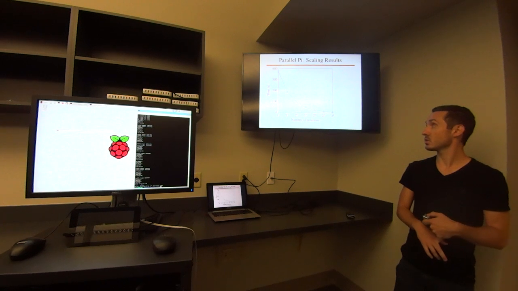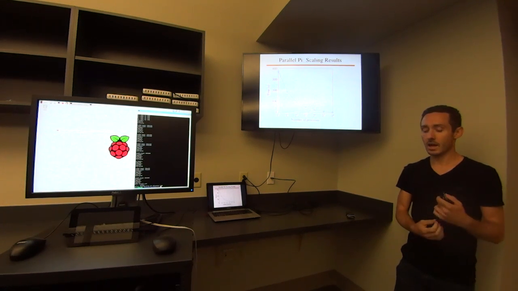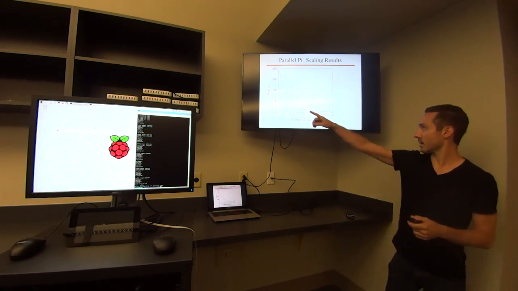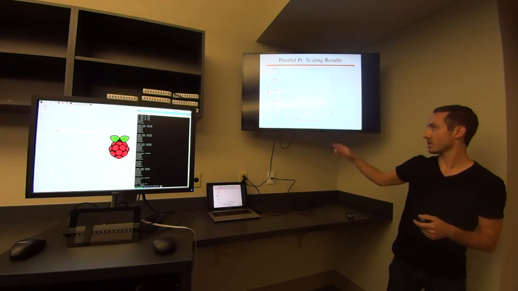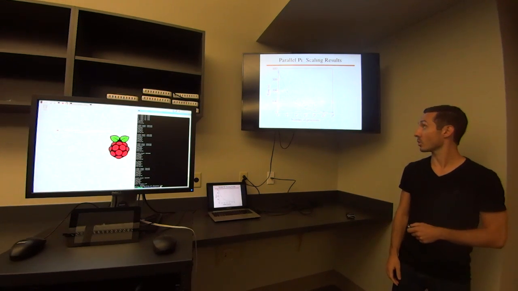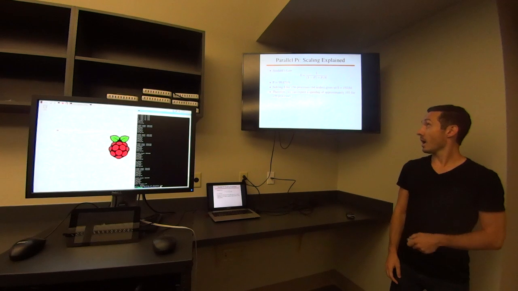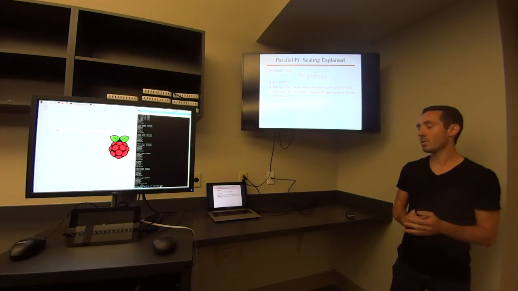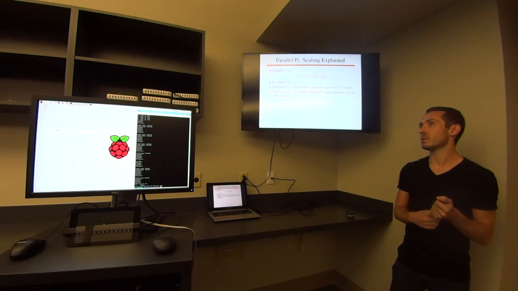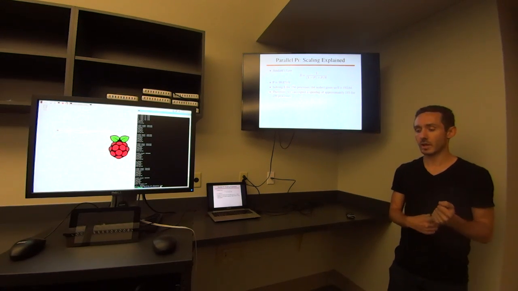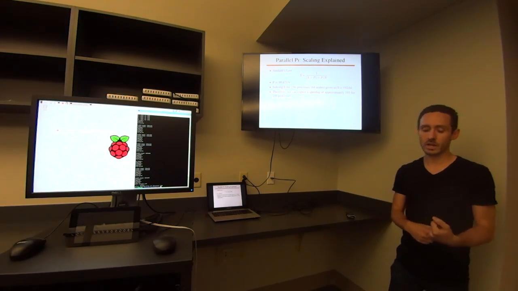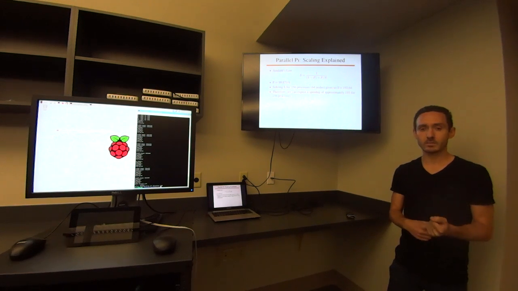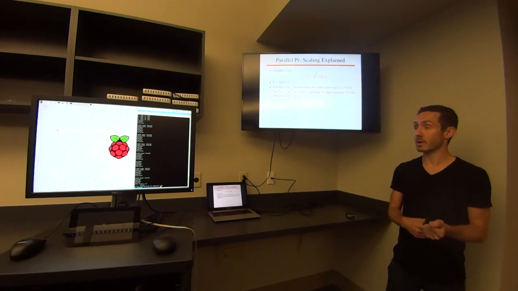The reason is that you'll see a diminishing return as you add more cores, and that's because of Amdahl's law, which basically says that your speedup is going to be related to how much of the program itself can be parallelized. Another way of saying it is that you're going to be bottlenecked by the portion of your program that cannot be parallelized.